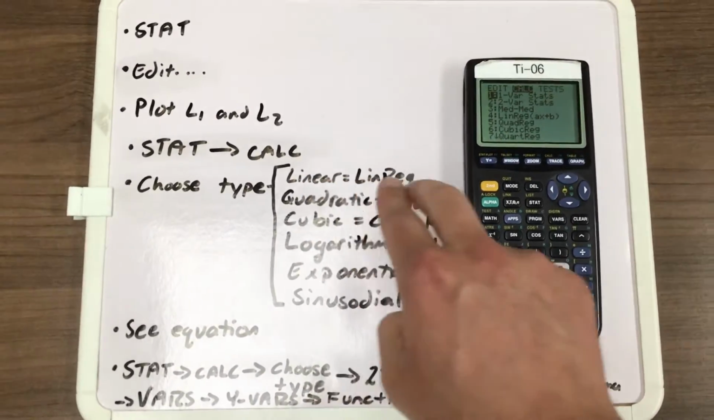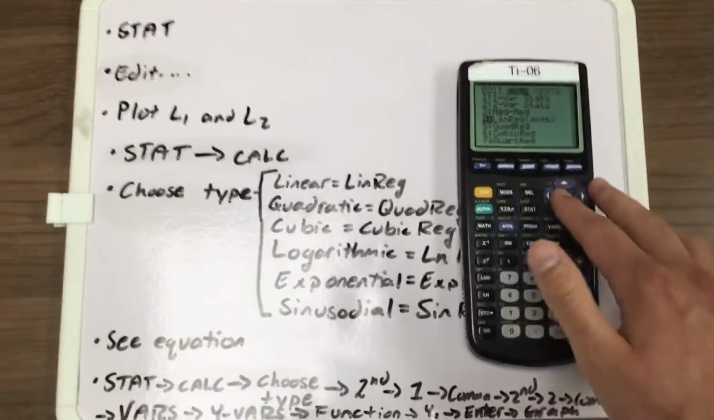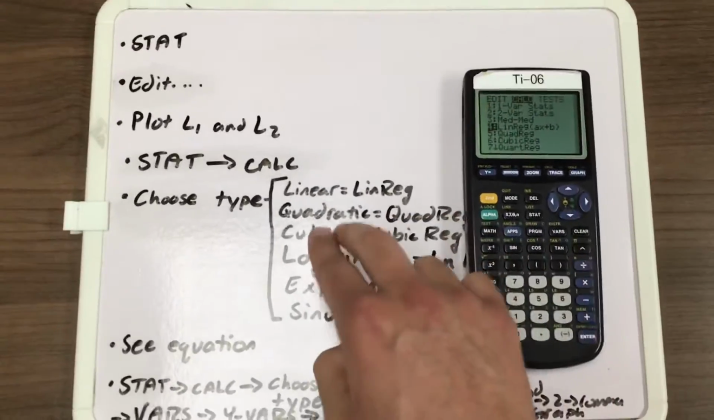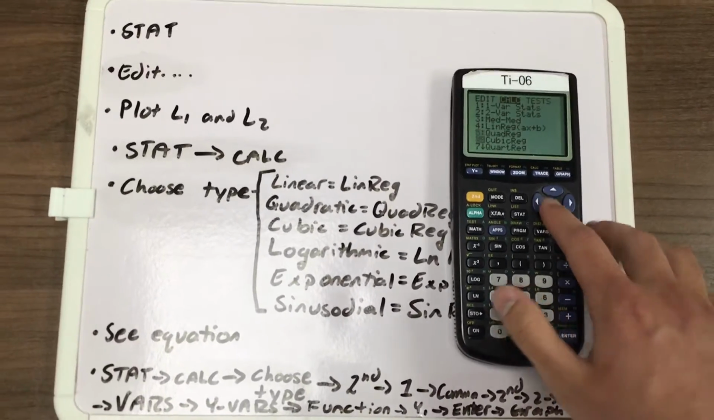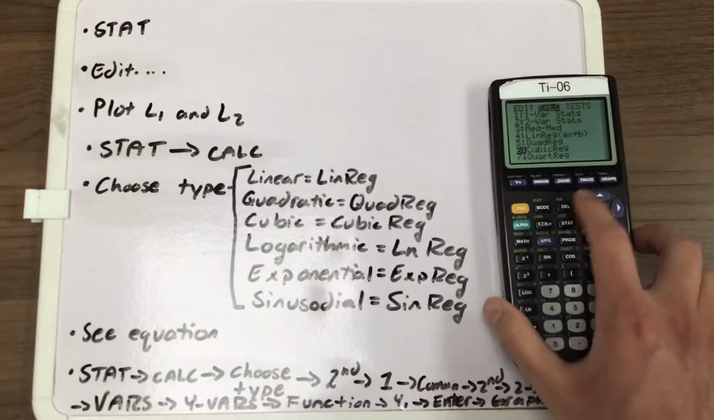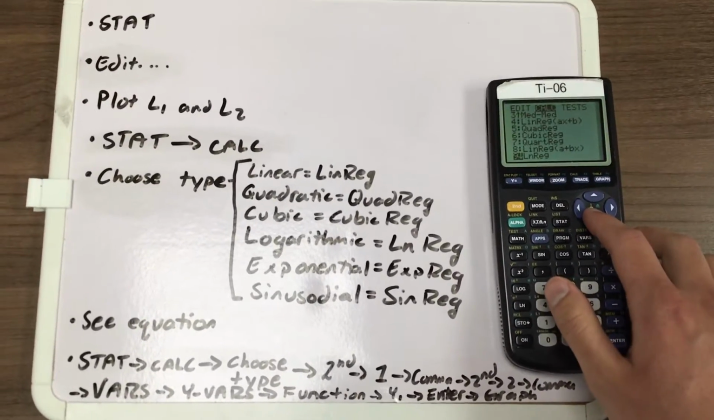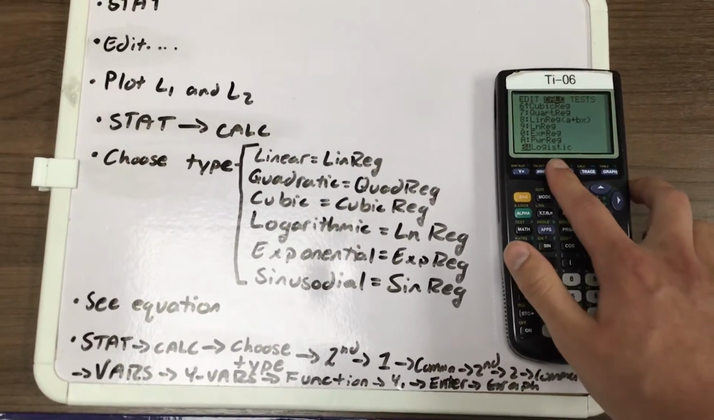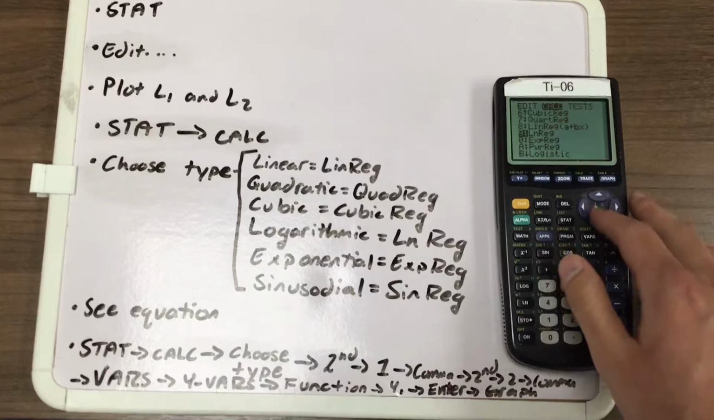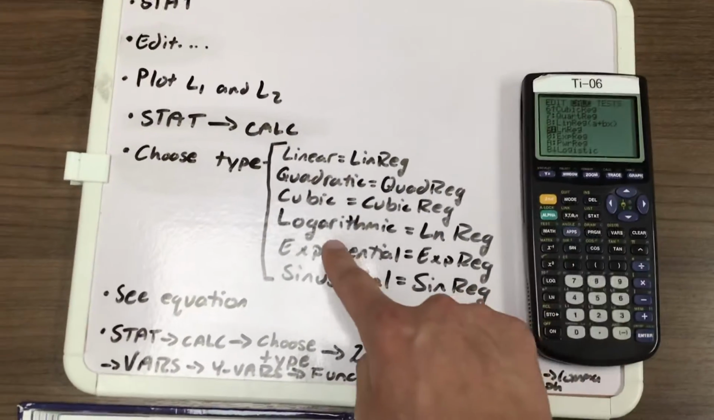If you're dealing with a linear regression, you're going to press LinReg, which stands for linear regression. If you knew it was a quadratic, so it had a power of 2, you'd do QuadReg. Cubic would be CubicReg. If you know it's a logarithmic, it's LnReg. Don't get that mixed up with logistic. Not the same. You're never going to touch the logistic. LnReg is logarithmic.